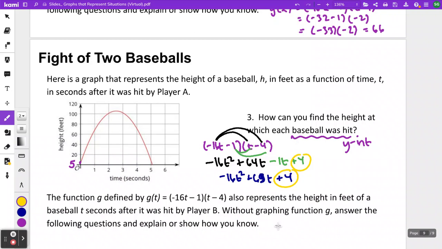We weren't asked to do any comparing here really. I think it would be really hard unless we had an exact point here, because I estimated 5, but maybe it's 4, maybe it's 6. It's hard to know without actually having that specific point labeled for us. But the idea, how could you find the height it's hit at? We're looking at that y-intercept.